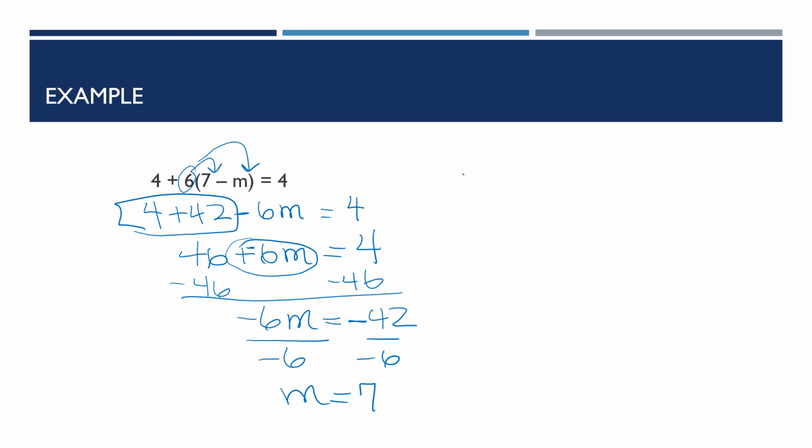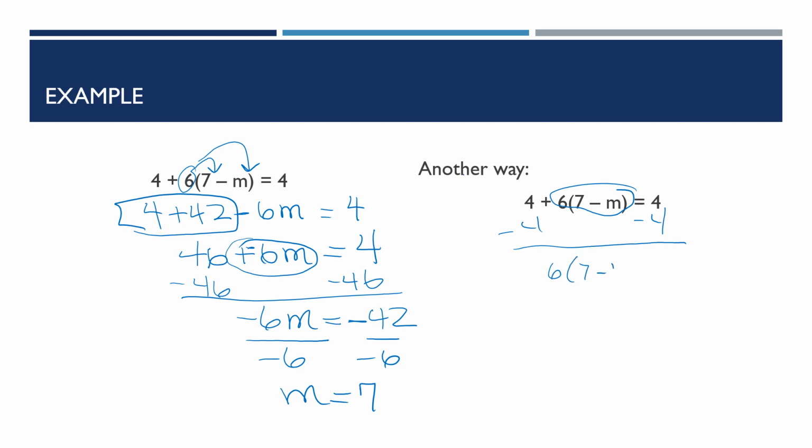Okay, now you can go ahead and check that if you'd like. But I also want to show you another way of solving this. Now, I said that we should get rid of the parentheses first. But what we actually could do is think about this as one big variable, okay, and subtract 4 from both sides. When you subtract 4 from both sides, you're left with 6 times 7 minus m equals 4 minus 4 is 0.